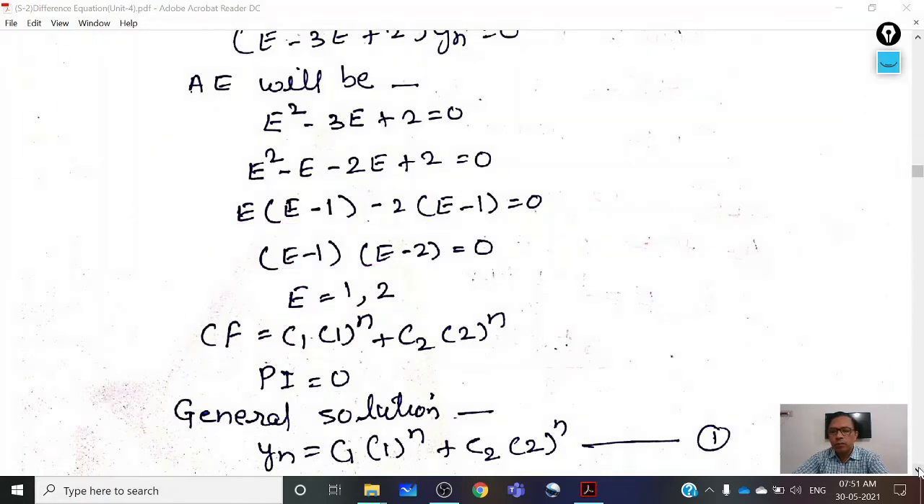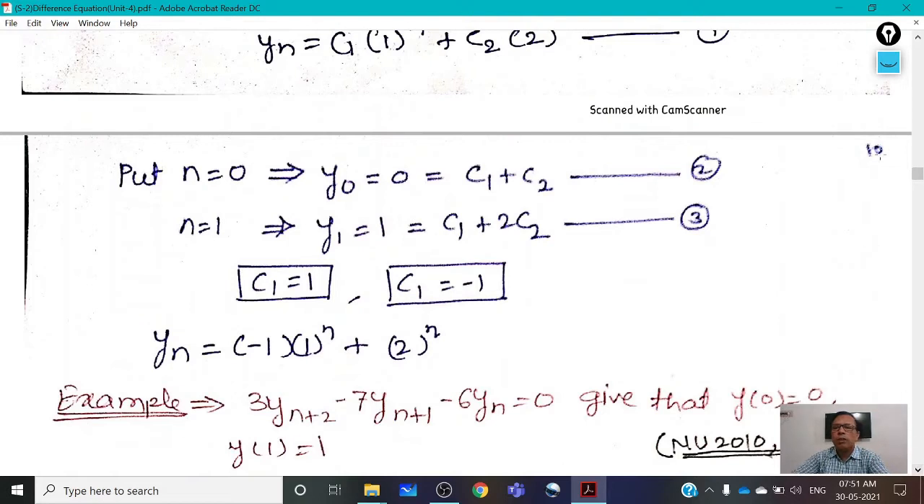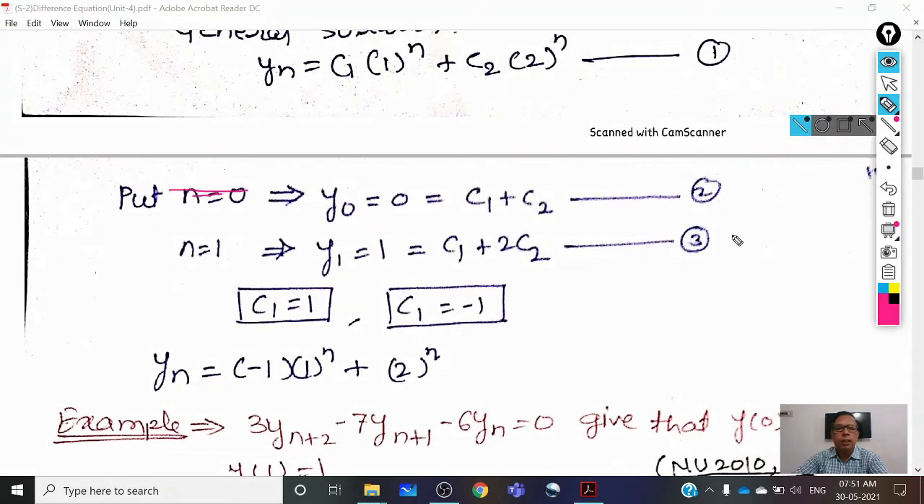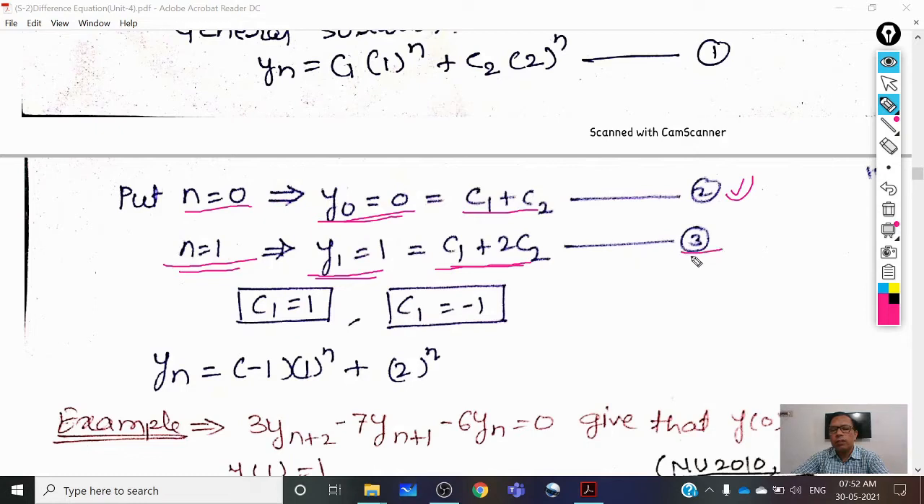So by using the given boundary conditions, we put n equal to 0 in the above equation 1, and we get y0 equal to 0, that is C1 plus C2. Suppose that this is equation 2, and again put n equal to 1 in equation 1. So y1 equal to 1 equal to C1 plus 2C2, equation number 3. On simplifying equations 2 and 3, we get C1 equal to minus 1 and C2 equal to 1.